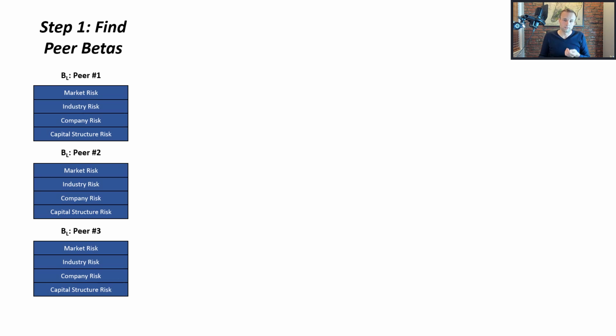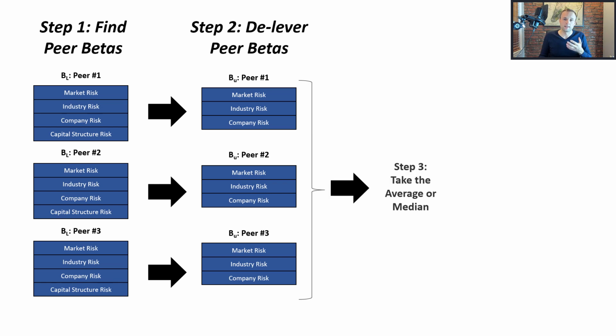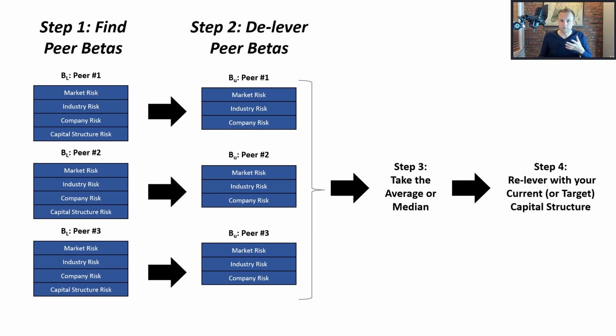So for a private company, what we'll do is we'll look at publicly traded peers' levered betas. We'll unlever those betas to extract the impact of their individual capital structures. And then you'll usually take the average or the median of the relevant peers, and then you'll plug in a capital structure. And there are a few different ways to attack this.